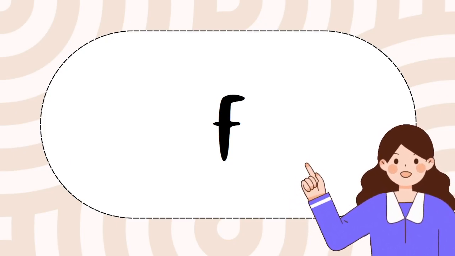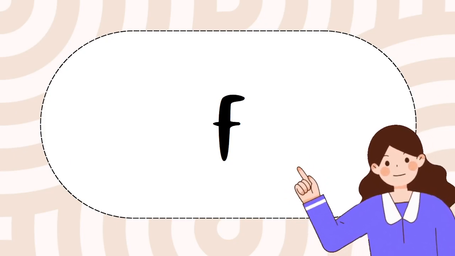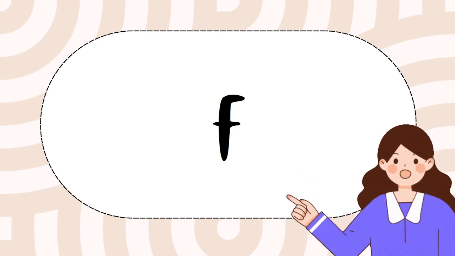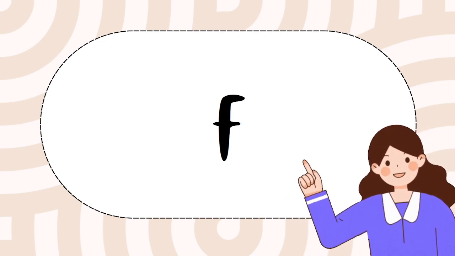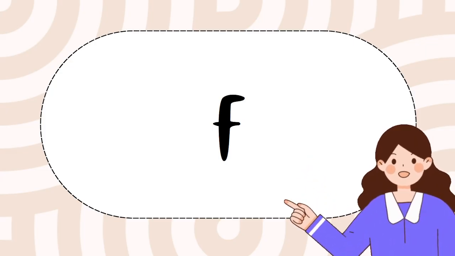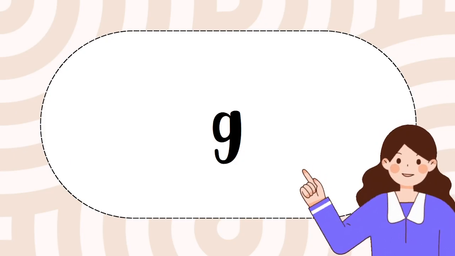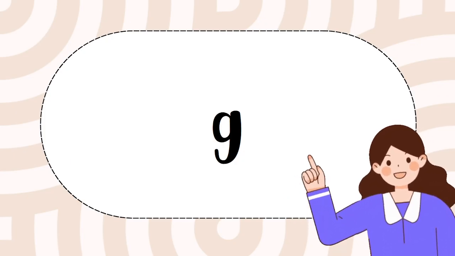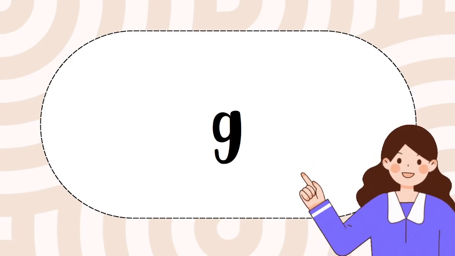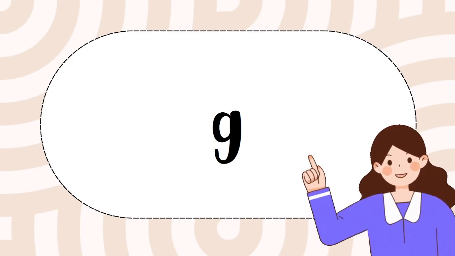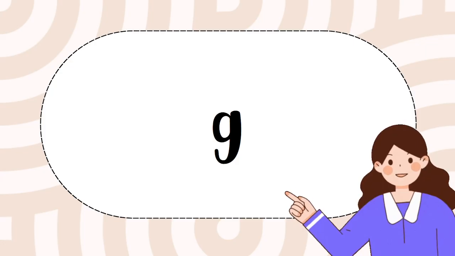This is letter F. F sounds F. F. F sounds F. This is letter G. G sounds G. G. Can you repeat? G sounds G.